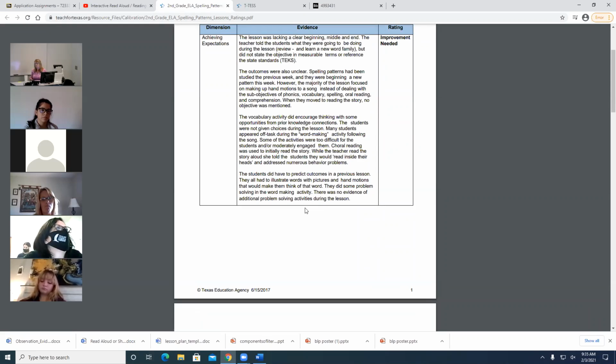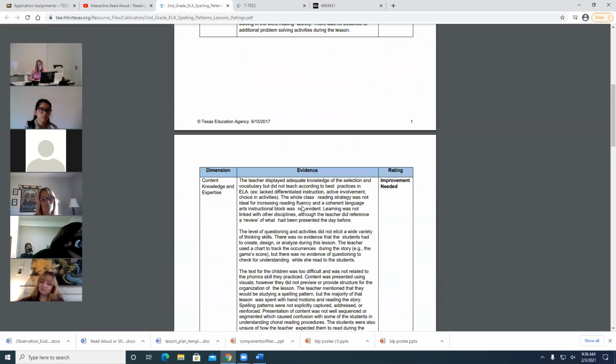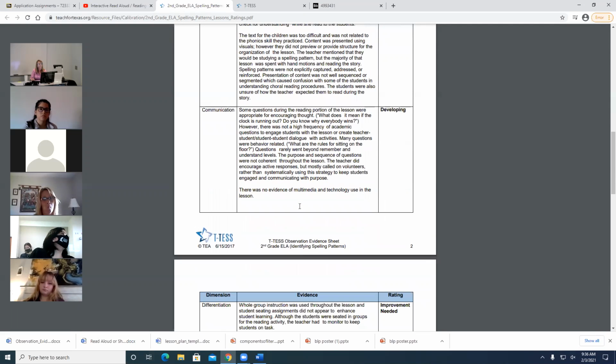So you'll notice it says improvement needed here under that first domain 2.1. This is similar to that one that you guys marked. Some of y'all said needs improvement, right? Trust me, the raters are gonna be a lot harsher than we are because we're kind-hearted souls, or we're gonna teach elementary school, right? Okay. Here we go. Content, knowledge, and expertise. They said improvement needed. Teacher displayed adequate knowledge of the selection and vocabulary, did not teach according to best practices, and so on. Communication, some questions during the reading portion were appropriate for encouraging thought.